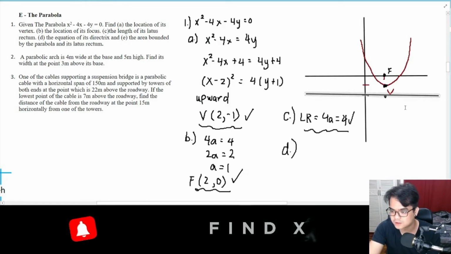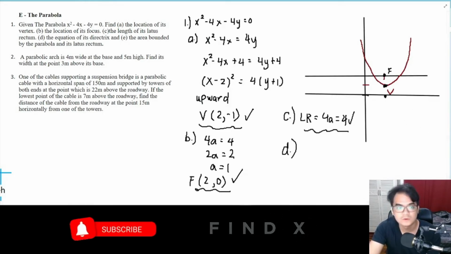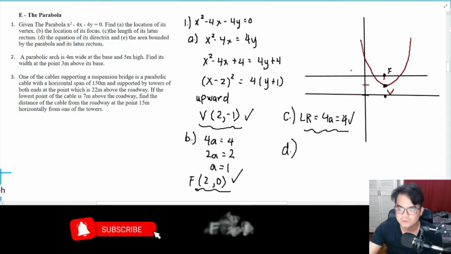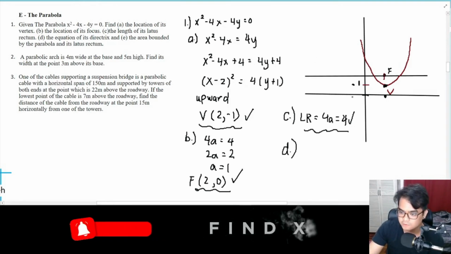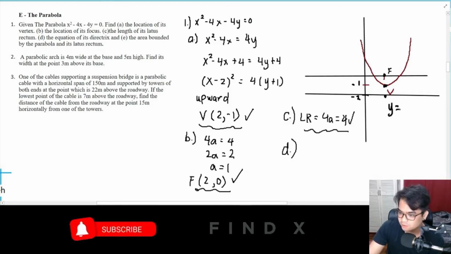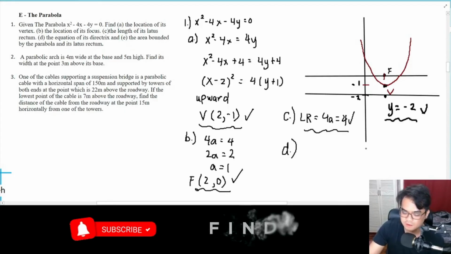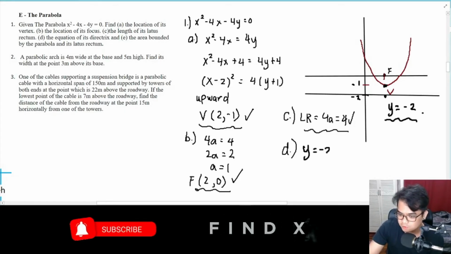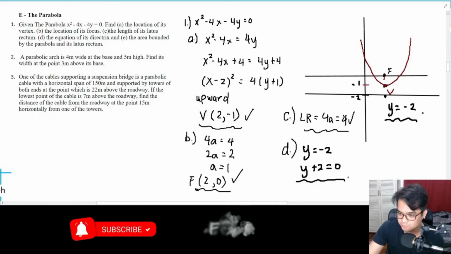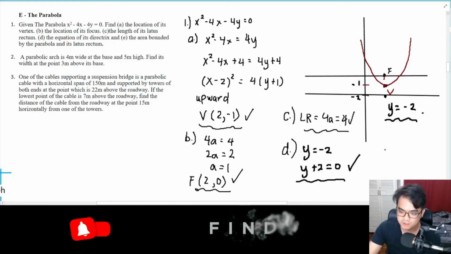Let's say that this is the directrix. So this is negative 1, right? Therefore, this is negative 2. So that is at y. Therefore, y is equal to negative 2. So this is the equation of the directrix. Okay? y is equal to negative 2, or y plus 2 equal to 0. So that's the equation of the directrix.